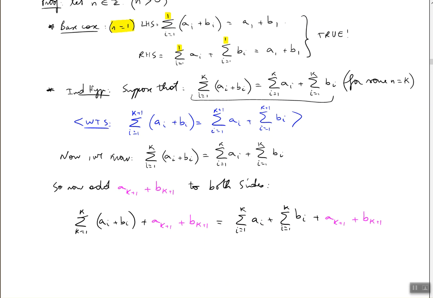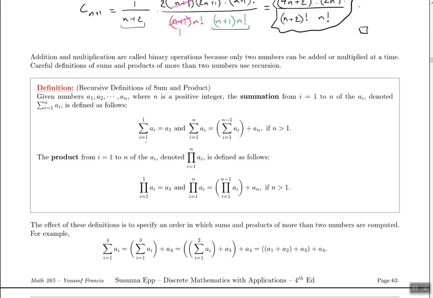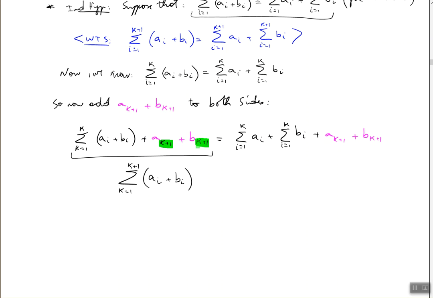Now, by just using the properties of sigma, basically we defined that over here. We said that sigma i going from 1 to n of ai is the same as sigma of 1 to n minus 1 of ai plus the last term n. By using that same property, we can start combining this whole thing together into one sigma going from 1 to k plus 1 of ai plus bi. Basically, since this k plus first index is 1 after the k, we can put everything together.